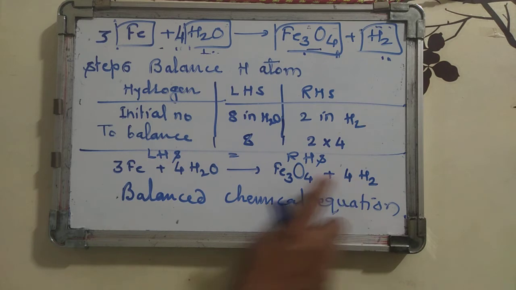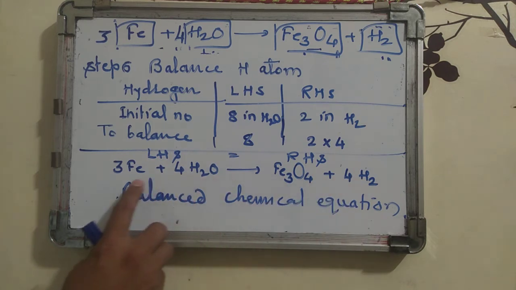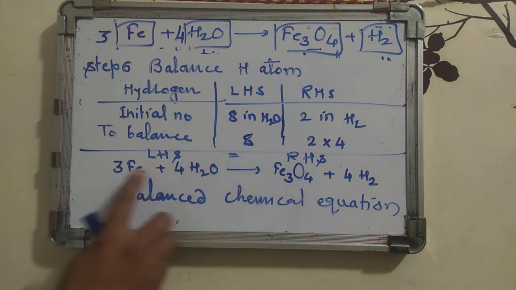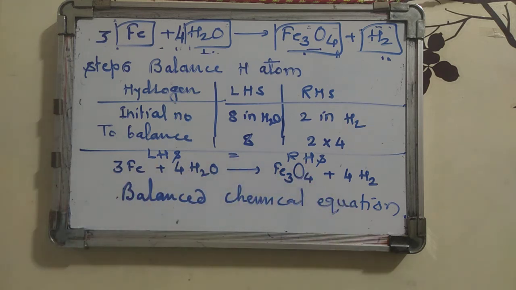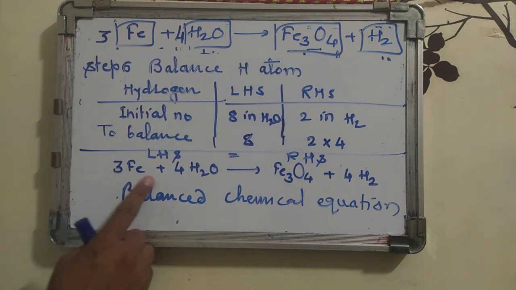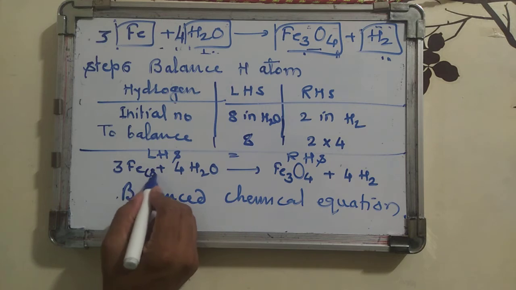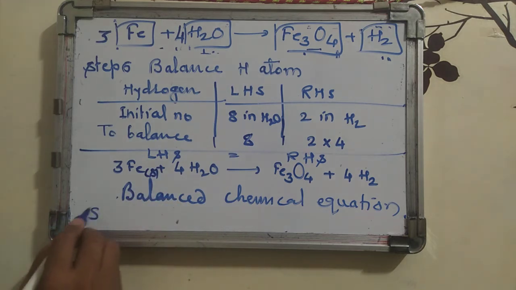Here 8 hydrogen, this side 8 hydrogen; here 4 oxygen, this side 4 oxygen; 3 iron, this side 3 iron. In this way, this chemical reaction is called the balanced chemical reaction. But from this reaction we don't understand in what state these chemicals are present. That's why this reaction is incomplete, because it is necessary to understand the state in which they are present. So this iron is present in the solid form. That's why we have to write down S. S stands for solid.